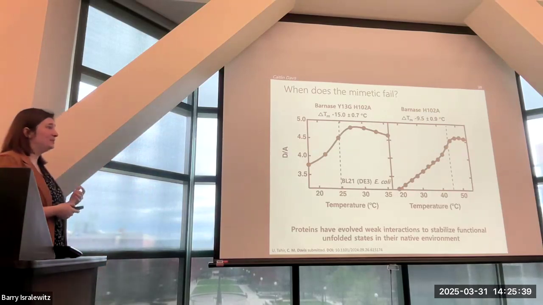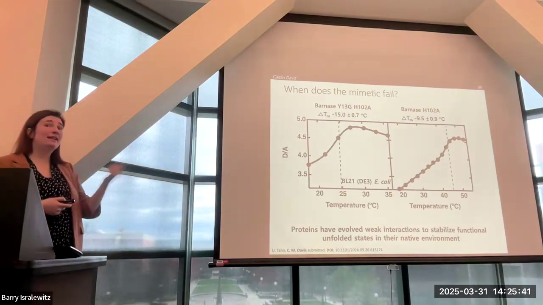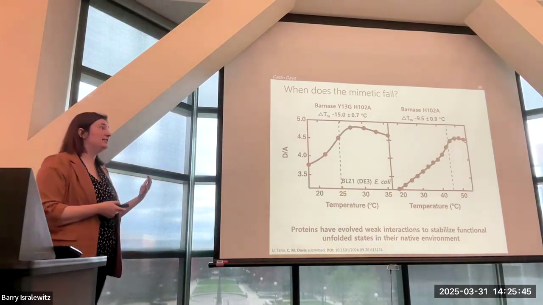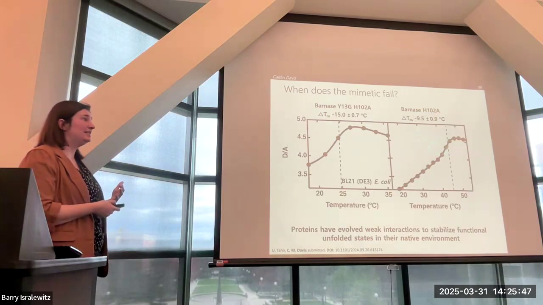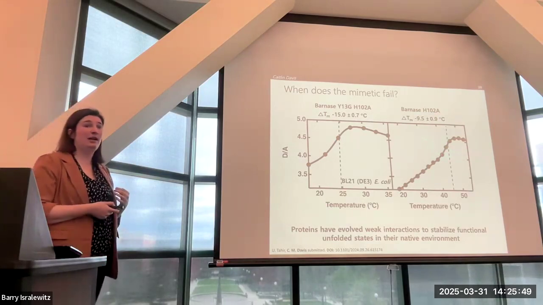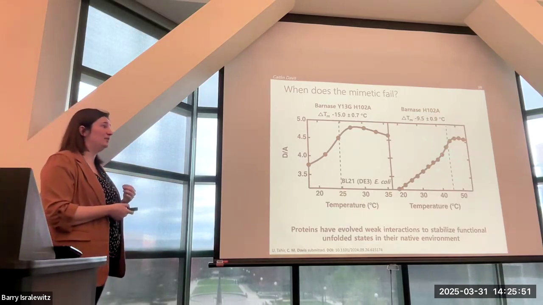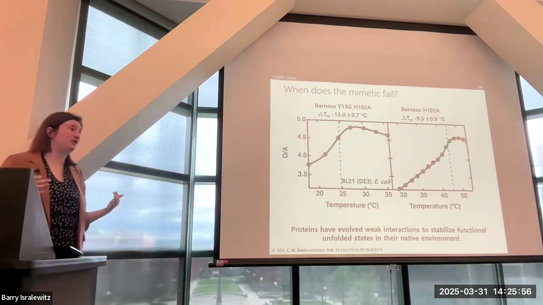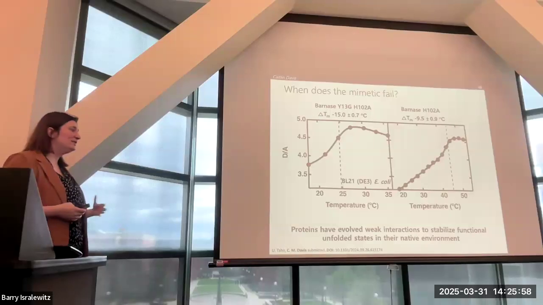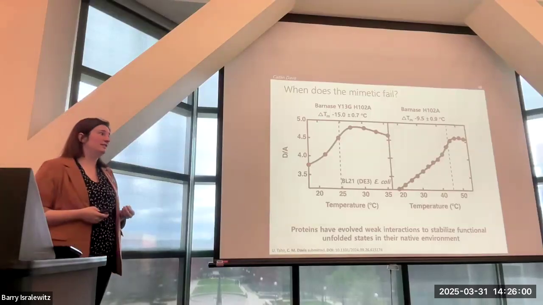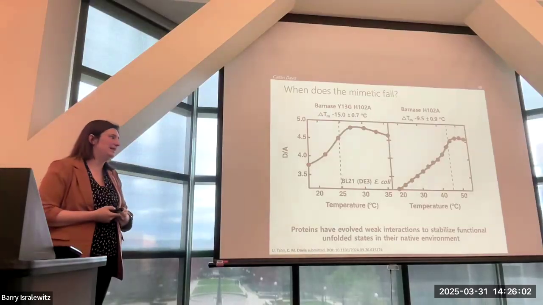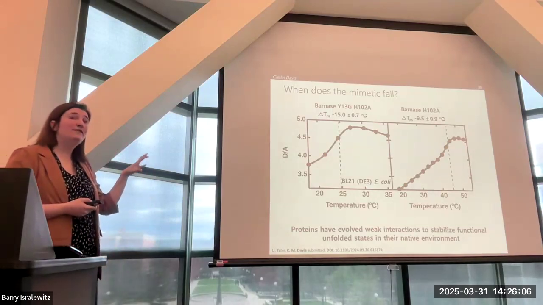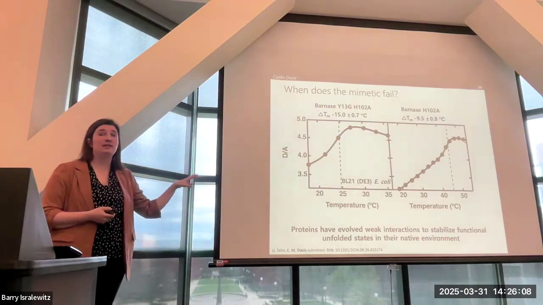And we went ahead, since this was destabilized so much, we went back to the pseudo wild type, so just the catalytically inactive version, and studied this in cells. And what we see is it's destabilized by about 10 degrees in the E. coli. And again, we're able to get up to about 55 degrees, and we don't see any aggregation across these temperatures. So this is suggesting that proteins have evolved weak interactions to stabilize functional unfolded states in their native environment. And for RNase, unfolding is functional because this is a secreted toxin.